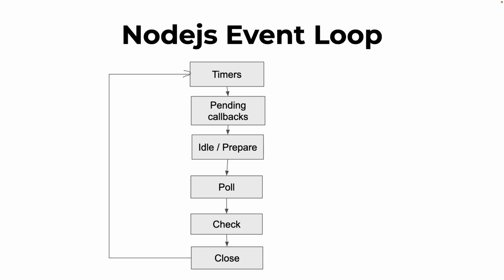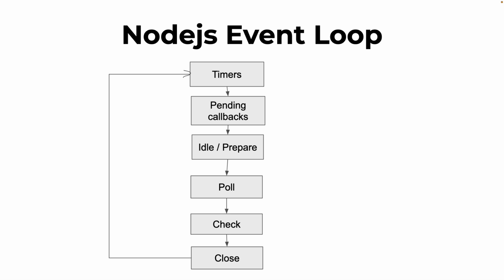So here you can see these are the phases of the event loop. One is timer, pending callbacks, idle, prepare, poll, check, and close. And then again it goes to timer. So this is the event loop. This keeps running, and it is implemented using the libuv library.